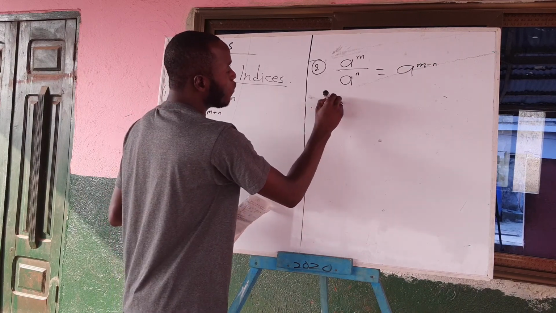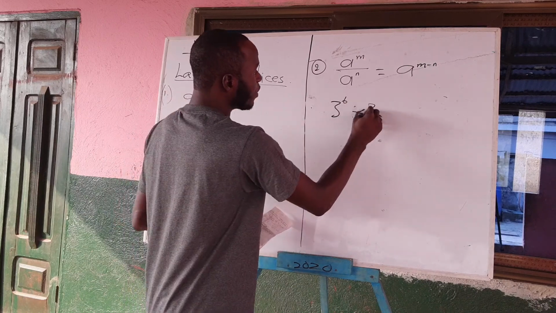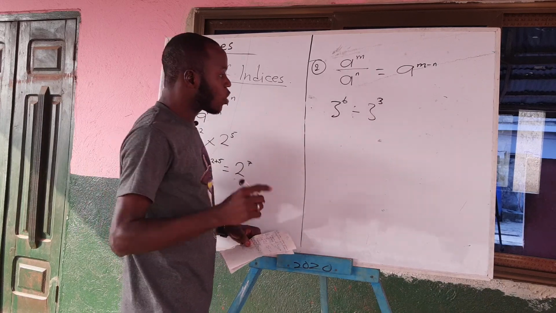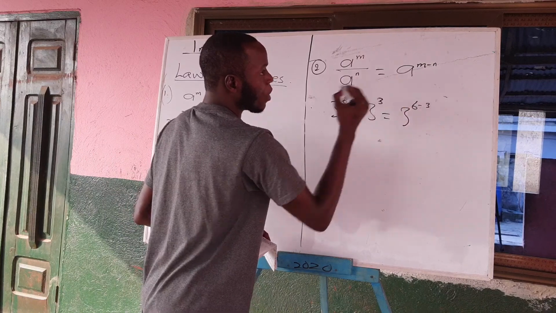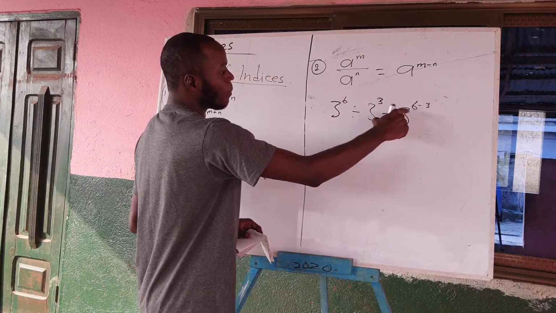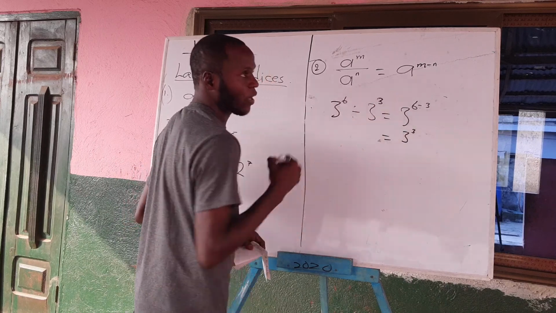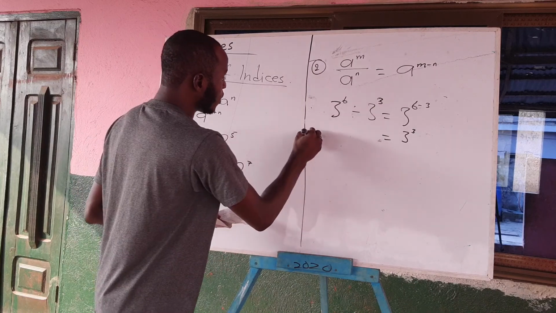Let me give an example here first before we move on to the third rule. If you have 3 raised to the power 6 dividing 3 raised to the power 3, what you can do here is you take one of the bases, then you subtract the powers. So if you have 3 to the power 6 minus 3, you'll be getting 3 to the power 3. All right, so this is what is meant by this rule. Now let's move on to the third rule.